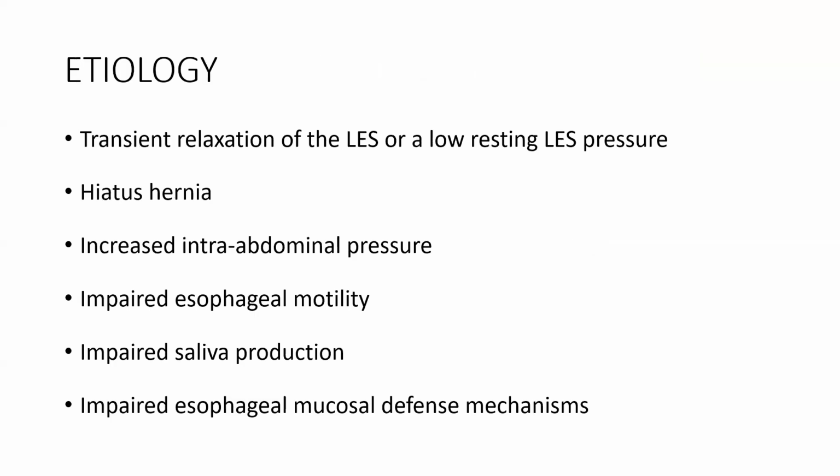Next, some of the underlying etiologies of GERD include transient relaxation of the lower esophageal sphincter or reduced lower esophageal sphincter pressure, and hiatus hernia, and increased intra-abdominal pressure, extrinsically as in obesity and intrinsically as observed during pregnancy or in patients with high-volume ascites, and impaired esophageal motility, saliva production, and esophageal mucosal defense mechanisms.